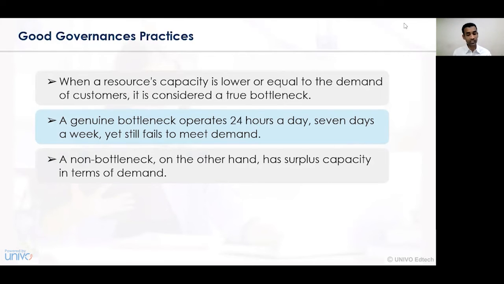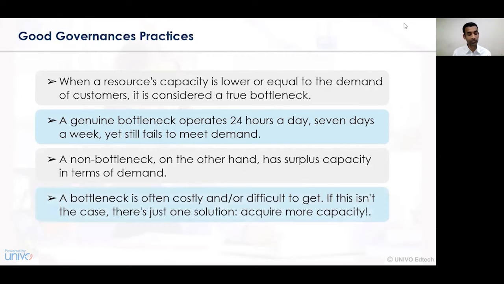A non-bottleneck, on the other hand, has surplus capacity in terms of demand. If there is no bottleneck in a particular production or operational capacity, then we can identify that there will be an excess supply relative to demand in a particular product or market situation, and accordingly a surplus capacity can be created in a market. Hence, the identification of bottlenecks is essentially important, and avoiding the involvement of bottlenecks is essentially important, so that demand and supply are matched and the surplus capacity brings in revenue to the business organization.